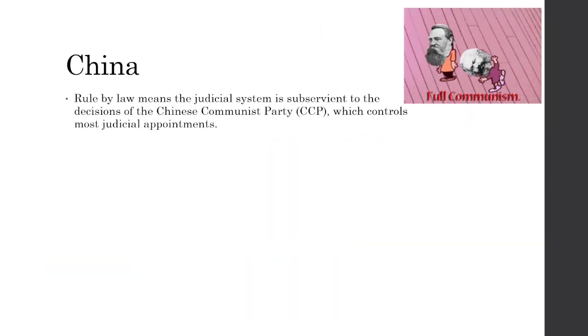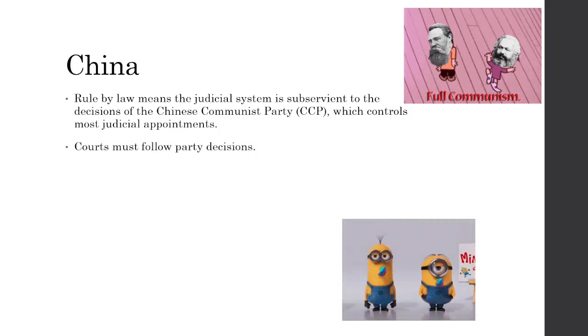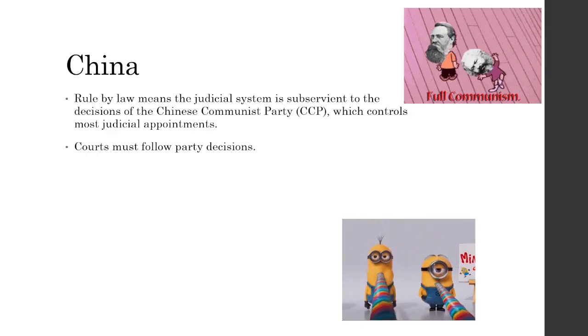Let's talk about China. So, rule by law happens in China. This means that the judicial system is subservient to the Communist Party. So, the Communist Party is kind of above the law, and people who are not communists are below the law. The Communist Party will control most judicial appointments, so these ideologies are represented within the judicial system. And the courts must follow these party decisions, or they just won't be effective, or the judges will be replaced.